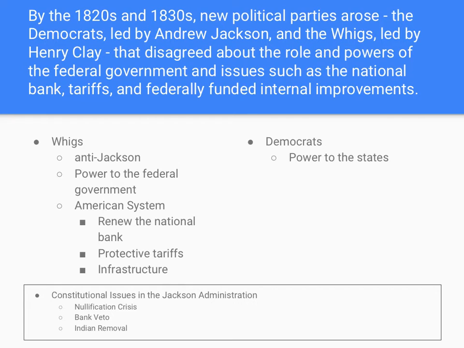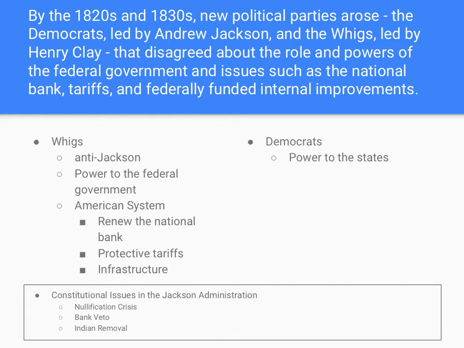And when there was a debate over federally funded internal improvements, again, the Whigs, who believed that there should be more power to the federal government, believed that the federal government had the power to build that infrastructure. So the Whigs ended up supporting what we call Henry Clay's American system, which believed that the federal government had the ability and responsibility to do all three of those things, whereas Democrats did not believe or support the American system.